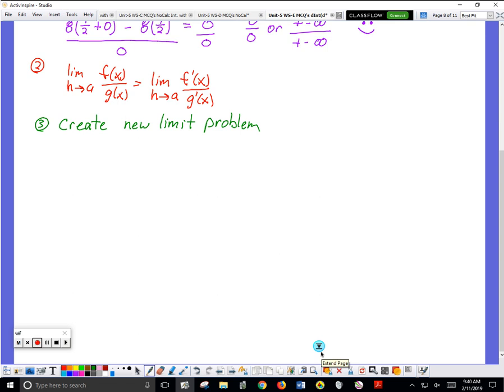So to create a new limit problem, we take the derivative of the top. So we need to find f prime. So f prime is equal to the derivative of f, which is the derivative of that top function, which was 8 multiplied by (1/2 plus h) to the 8th power, subtract 8 multiplied by (1/2) to the 8th power. So I'm just taking the derivative of the top. It's not the quotient rule. It's much easier than that. Just the derivative of the top.